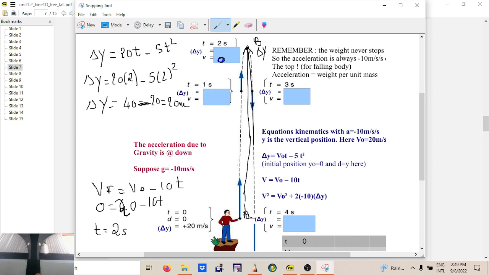So with those problems, the first thing you do is a drawing. You decide which way is plus, which way is minus. The acceleration is always negative 10. And then you have to decide A and B, and you find the displacement by connecting A and B. If AB is negative, so it's down, that means displacement is negative.